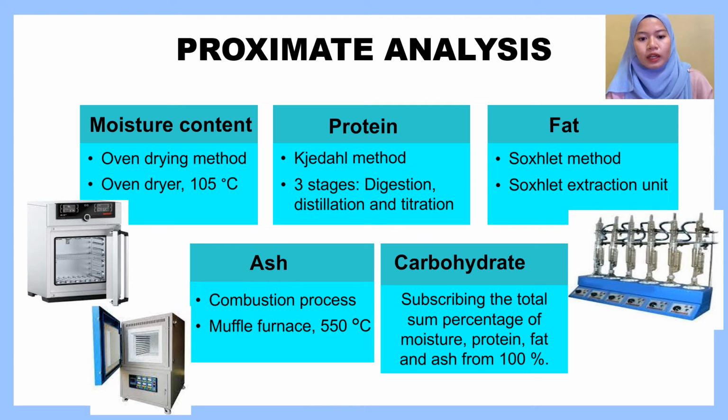And then the Soxhlet method will be used for the fat determination by using a fat extraction unit. For ash, the yogurt sample will undergo the combustion process in the muffle furnace at a temperature of 550 degrees Celsius. And the last, the carbohydrate will be determined by subtracting the total of the percentages of moisture, protein, fat, and ash from 100%.